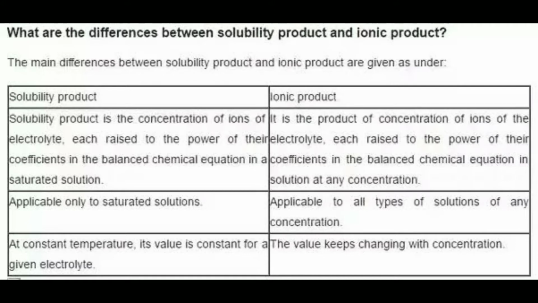Second difference: solubility product is applicable only to saturated solutions, and ionic product is applicable to all types of solutions of any concentration. Third point: in solubility product, at constant temperature its value is constant for a given electrolyte, and in ionic product the value keeps changing with changing concentration. This is the difference between solubility product and ionic product.